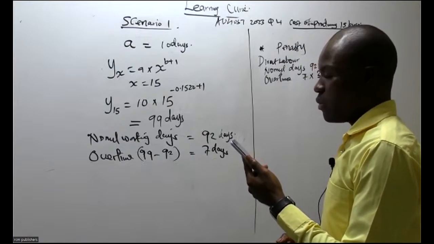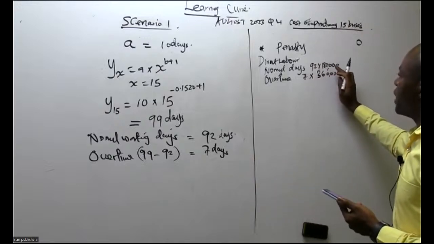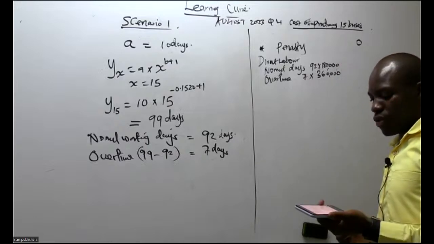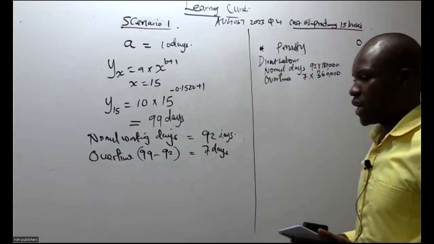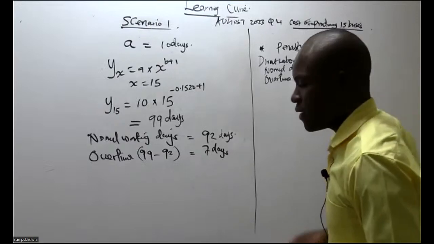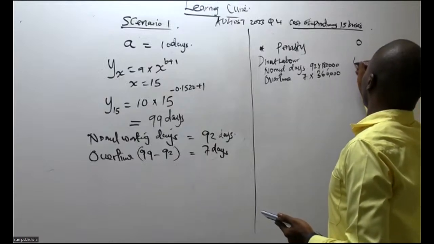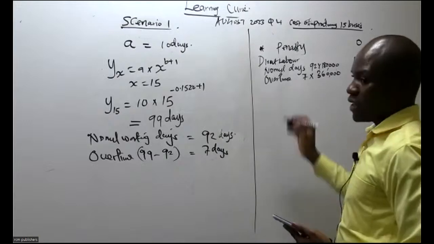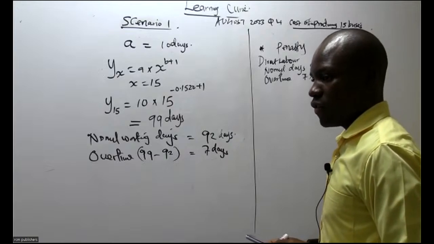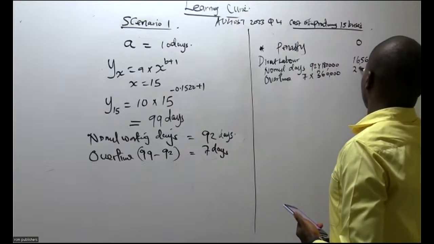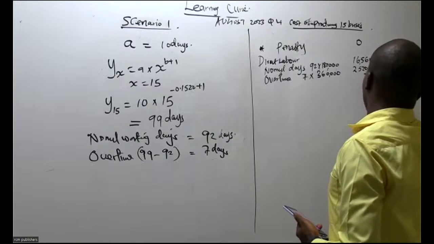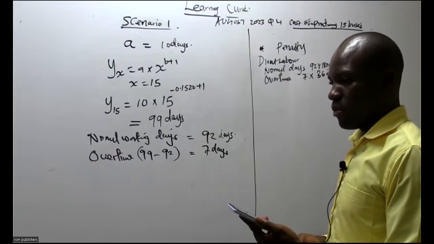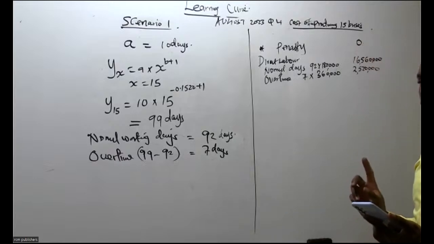So have we been able to get the figures? 92 by 180, then 7 by 360. Just start with the first one, 92 by 180. What will we have? 16,560. How about the overtime? 2,520. Good. I believe the rest are also getting that for the overtime.